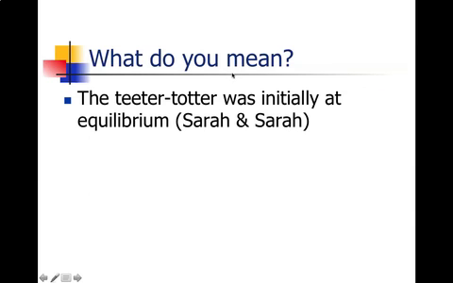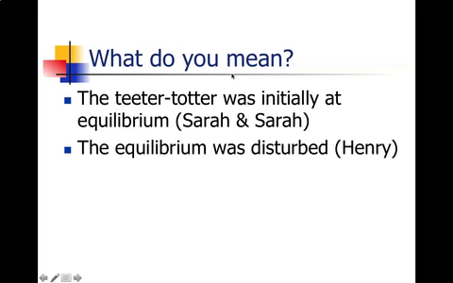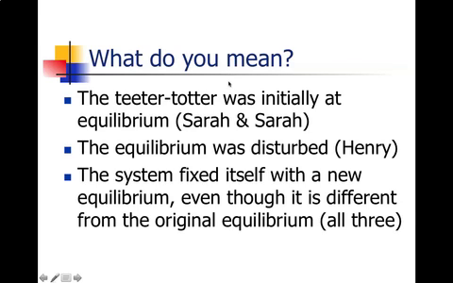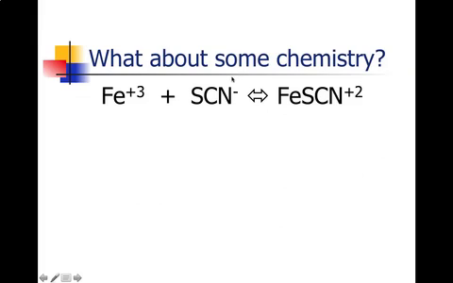So what does this mean? The teeter-totter was initially at equilibrium. That was our Sarah and Sarah. The equilibrium was disturbed when Henry came in, and the system fixed itself with a new equilibrium, though it was different from the original equilibrium because we have now all three of them. So the initial rates are not necessarily going to be the same as the final rates, except that we're going to have equal rates between one side and the other.